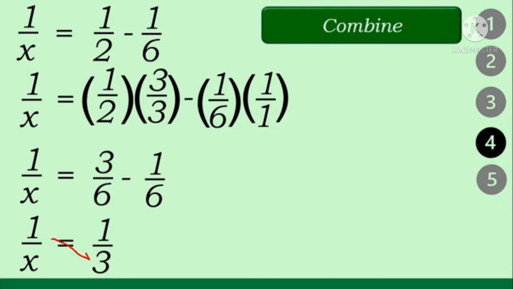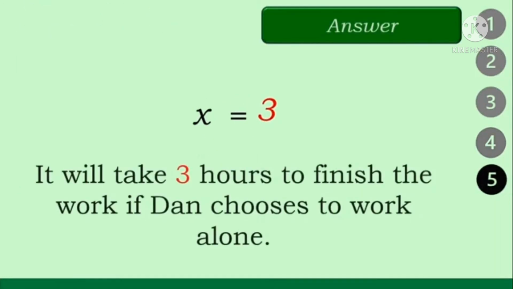So I have here 1 multiplied by 3 and also x multiplied by 1. You can only do this when you have one fraction on the left side and a single fraction on the right side. Do not forget about that. So, again, that's x times 1 and 1 times 3. It will give us x is equal to 3. So you have found the value of our unknown, which is 3. What do you mean by 3? 3 here is the number of hours. It will take 3 hours to finish the work if Dan chooses to work alone. This is now the work rate of Dan working alone. 3 hours. That's our answer.